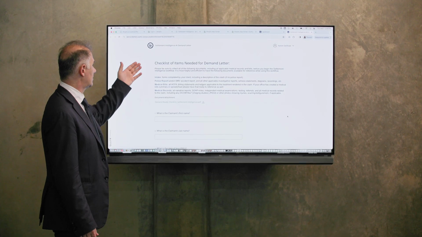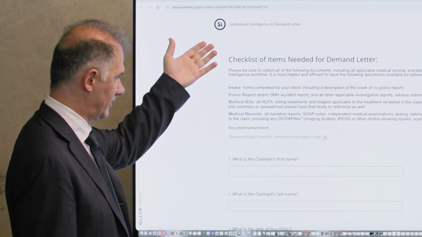So the settlement intelligence system allows them to enter those specific facts rather than trying to sort through a medical timeline to derive that information and come up with what they need to enter into the system.